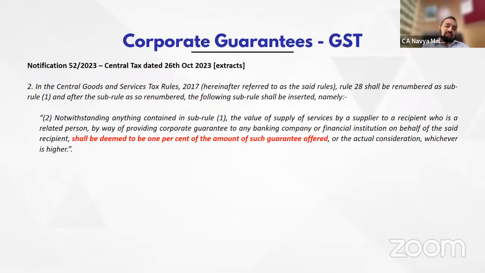Recently, I came up with a case. Gaurav Garg, you will be shocked to listen one thing. It is having a different angle to this line. When you are making a corporate guarantee to bank or a financial institution, then Rule 28, Sub Rule 2 came into picture. It gave a deeming fiction that whatsoever is the consideration वैल्यू और वो आपकी गारंटी की वैल्यू है, उसका 1% shall be deemed to be the value of corporate guarantee.